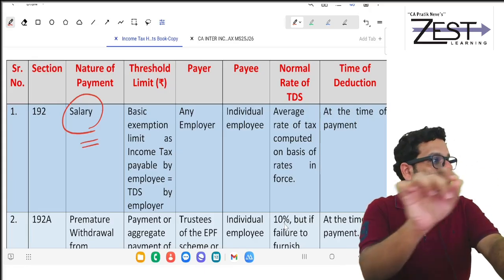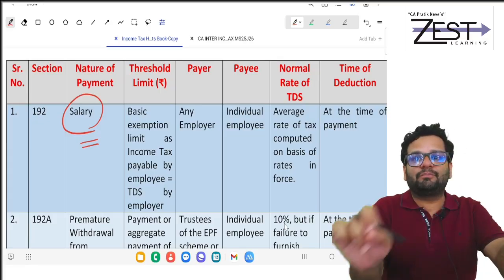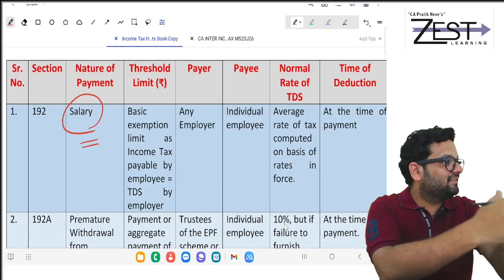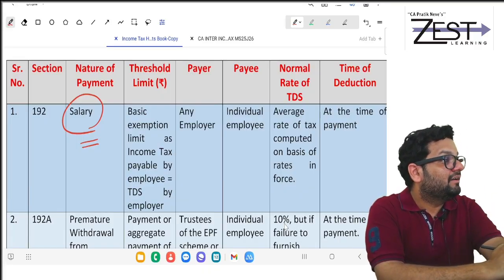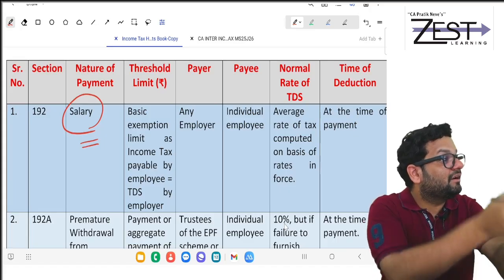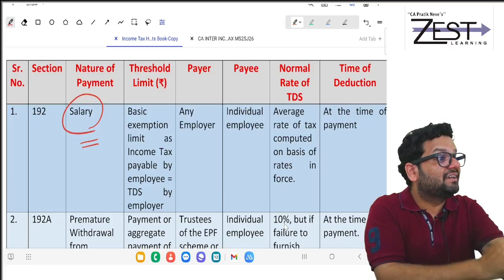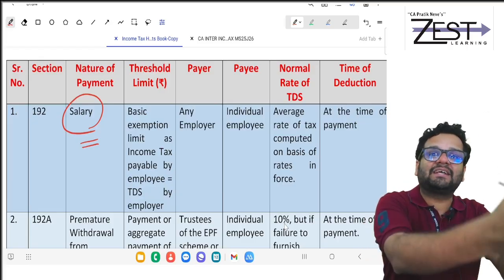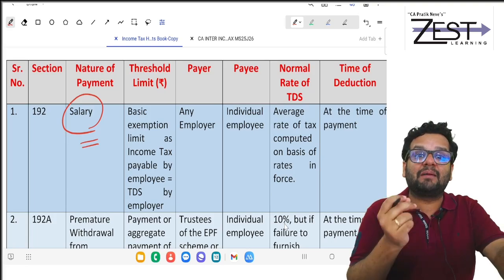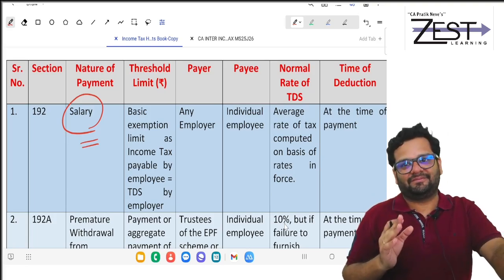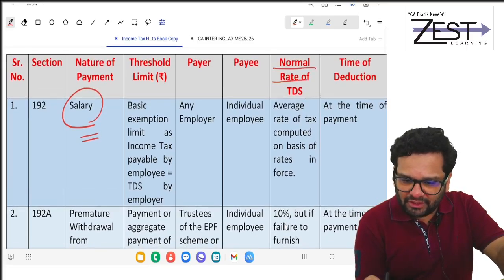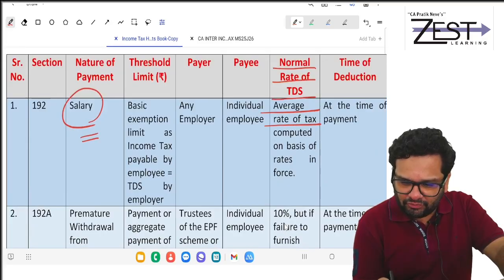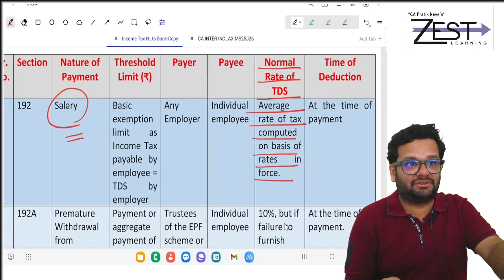So if everyone sitting in the room is my employee, the TDS percentage for each one of you will be different. Why? Because everyone's salary is different and everyone's tax is different. So your tax payable is equal to my liability of TDS. So see, what is the normal rate of TDS? Average rate of tax computed on the basis of rates in force.